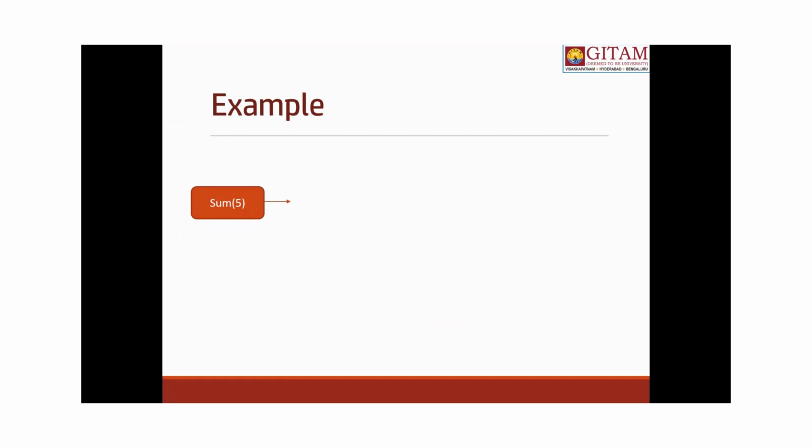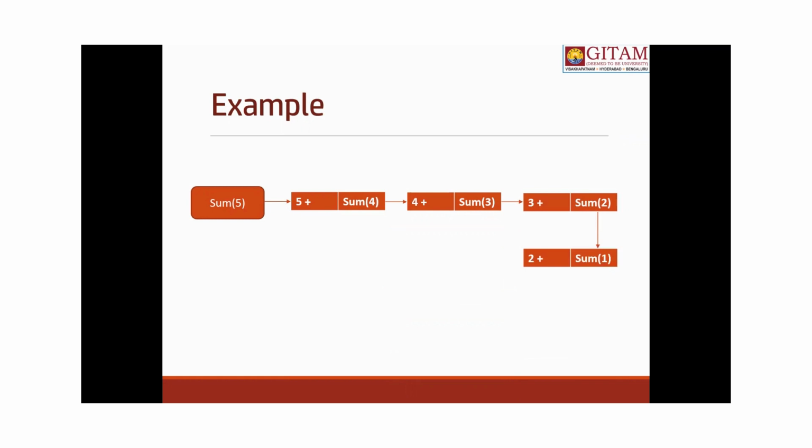Instead of adding 1 to 5 numbers iteratively, let me get the sum of 4 numbers and add 5 to it. How can I get the sum of 4 numbers? Get the sum of 3 numbers and add 4 to it. Like this, in a recursive way, we can continue up to the sum of 1.